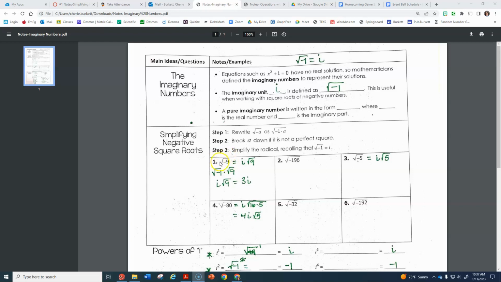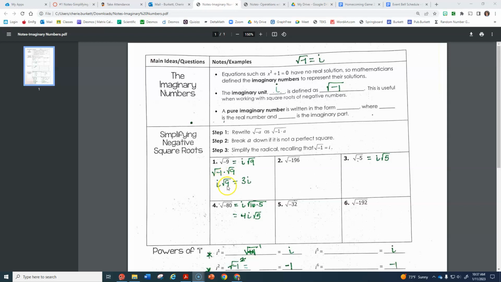You'll see that on the graphing when we have parabolas that don't cross the x-axis. Well, they still have solutions. They're just going to be imaginary solutions. So that's when we run into negative radicands. So this negative simplifies as a -1, and then the 9, of course, stays the 9. And then the square root of -1 is replaced with an i.